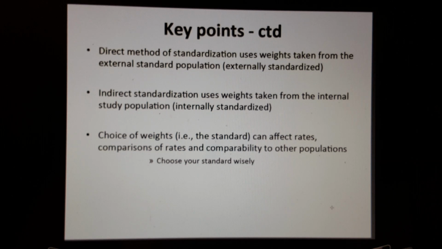Direct method of standardization uses weights taken from the external standard population, so they're externally standardized, and indirect standardization uses weights taken from the internal study population, so they're internally standardized. The choice of weights, i.e. the standard, can affect rates and comparisons of rates and comparability to other populations, so choose your standard wisely.